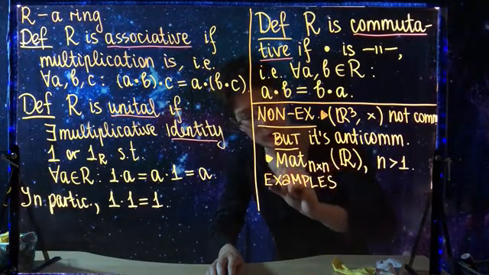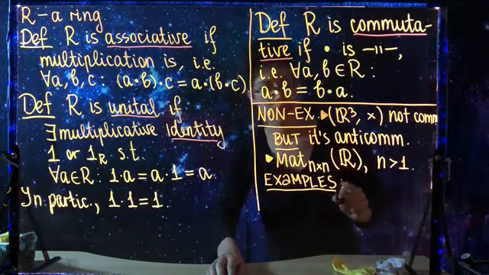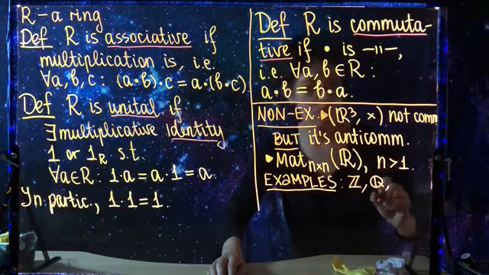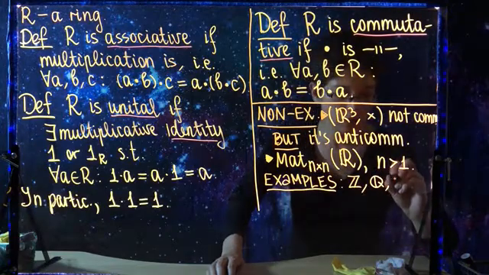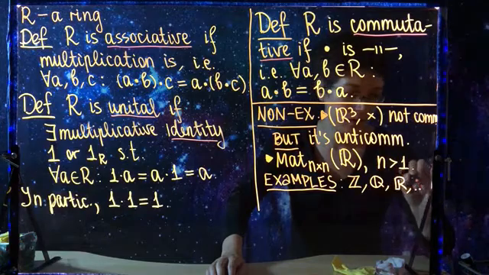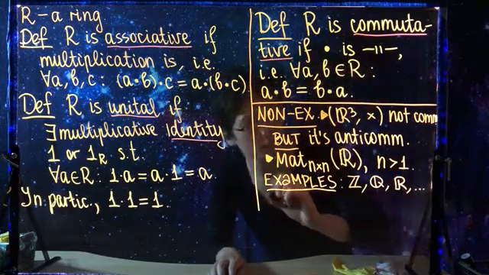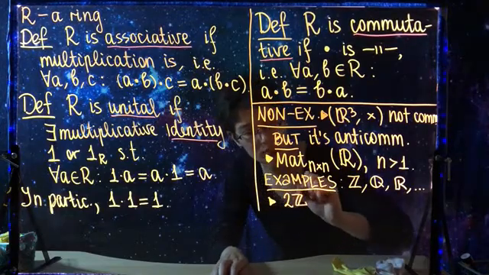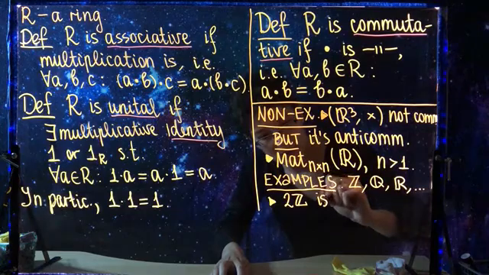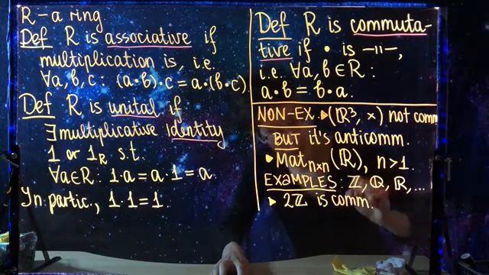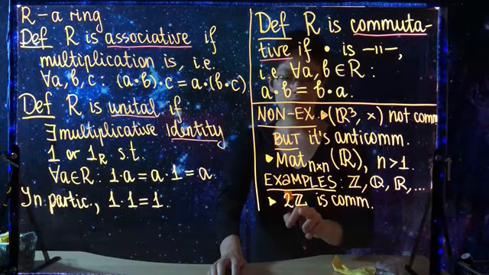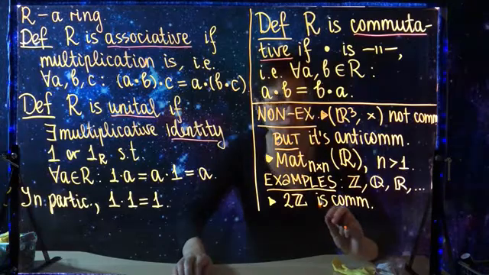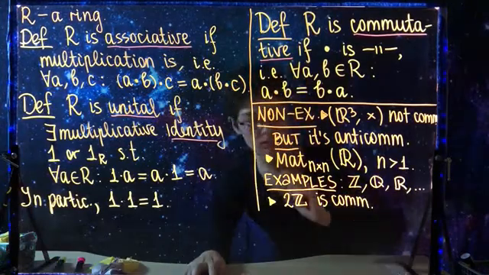Okay? And for real examples, the ring of integers, also your familiar fields Q, R, etc. The non-unital ring 2Z is still commutative because it inherits its operation from the ring Z. It is in fact a subring, and Z is commutative.